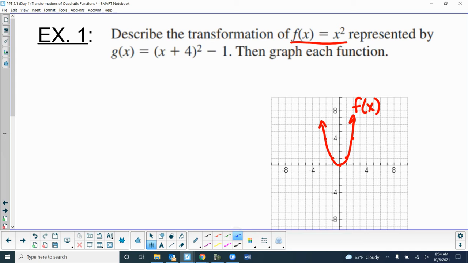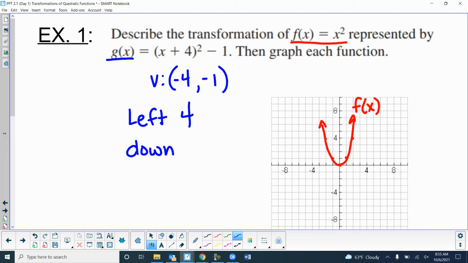All right? Our g function, what are we doing? Or what's our vertex? Using vertex form. What does x plus 4 tell us the x value is? -4, right? What does the -1 tell us? -1, right? So basically we're moving left 4, which we knew from yesterday, and down 1, right? And that's where that vertex is. -4, -1, there's my vertex.